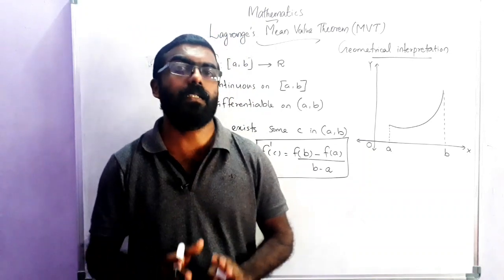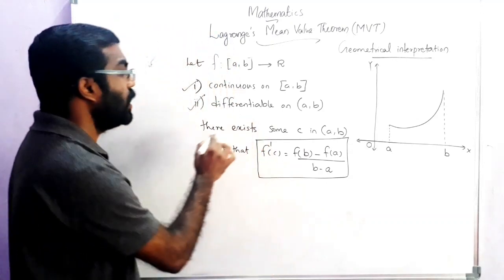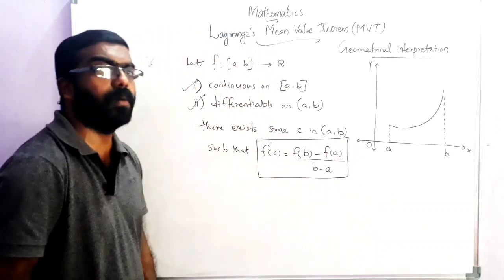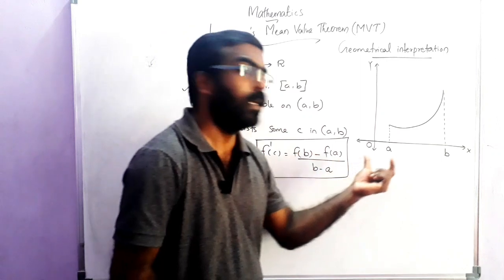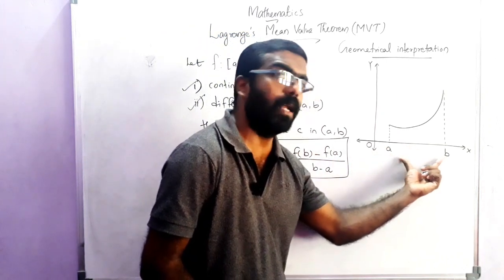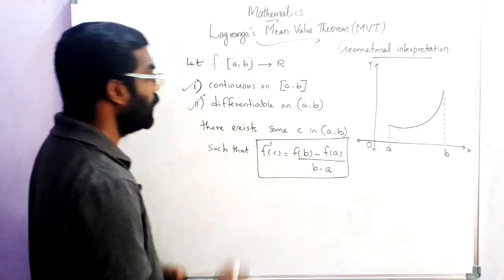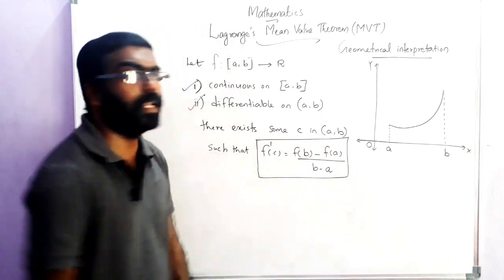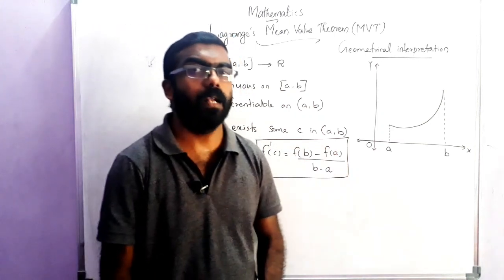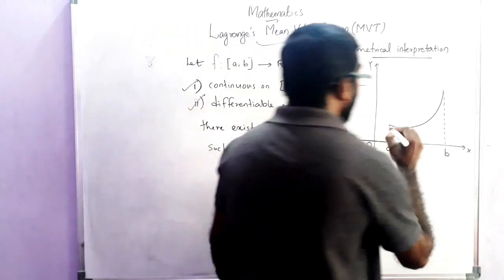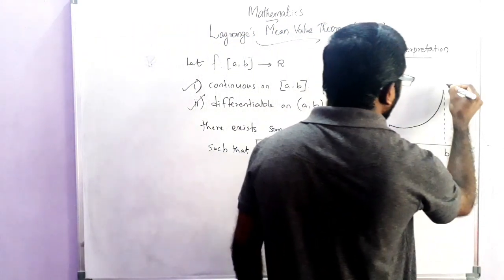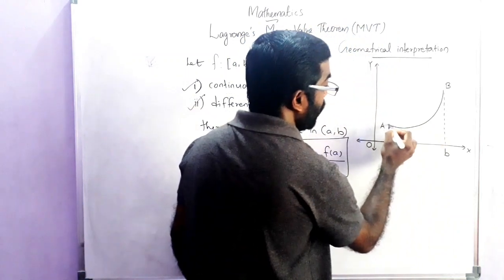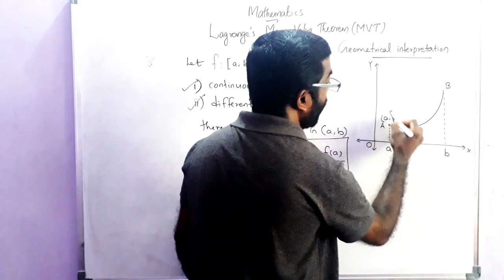Now these two conditions are satisfied. Then according to the mean value theorem, there exists some real number c belonging to open interval a comma b, that means a real number c will exist between a comma b, such that f dash of c is equal to f of b minus f of a divided by b minus a. Clear? That means I take the point as a, here it is b. What is the image of a under the function f? It will be f of a. So this coordinate can be written as a comma f of a.